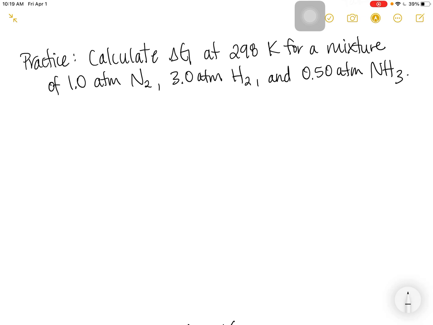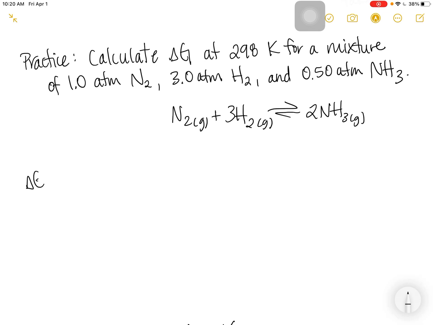All right, so calculate delta G at 298 Kelvin for a mixture of 1 atm of N2, 3 atm of H2, and 0.5 atm of NH3. This is not at standard conditions; they're not all 1 atm. So I can't just look up the values in the chart. However, I can look up in the chart delta G at standard conditions, and so I can solve this P minus R using the chart.